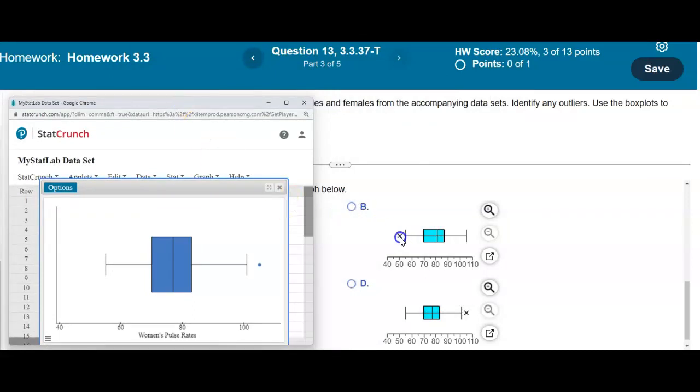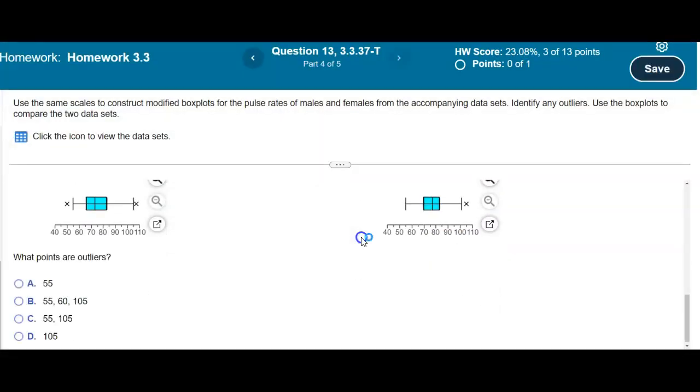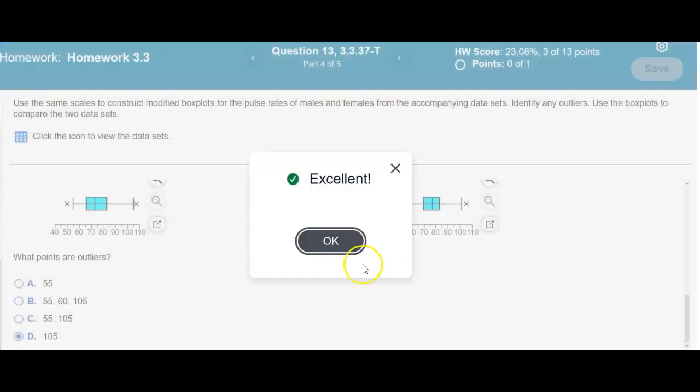If we take a look at B, there's an outlier to the left, and that's not the case. Over here we have one to the right, and that's at 105. Let's take a look at the maximum, which is 101. It's right about 101. Quartile 3 is at 83, so that's about right. The median is at 77, and there it is at 77. Quartile 1 is at 70. And then the minimum value or the lower limit is 55, and there it is. So we're going to say that the answer is D. Now we need to identify that outlier, and we saw that the outlier was 105, so we're going to select D.